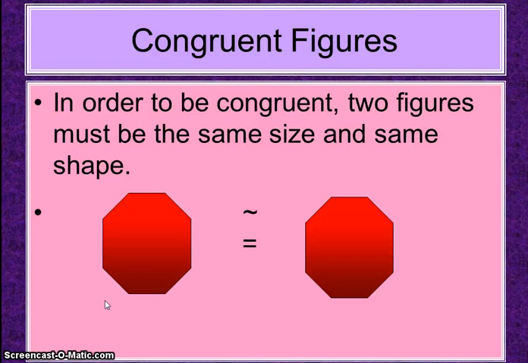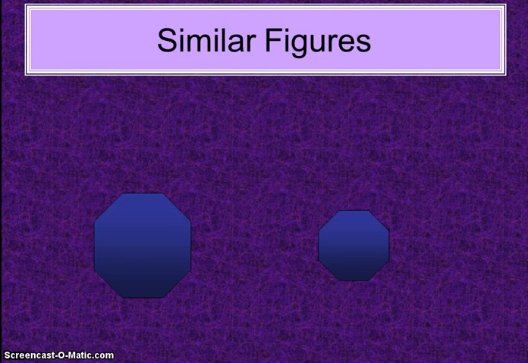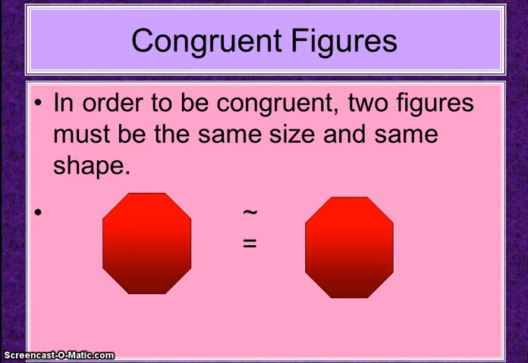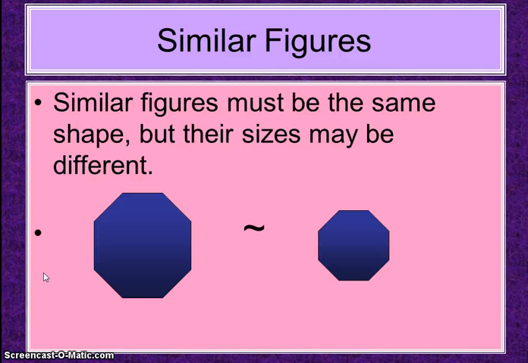So again, here's an example. In order to be congruent, two figures must have the same size and the same shape. So in this picture, these objects, which kind of look like stop signs, would be congruent. And these are a definition of similar because, as you see, they're the same shape, but not necessarily the same size, and they likely contain the same proportions.